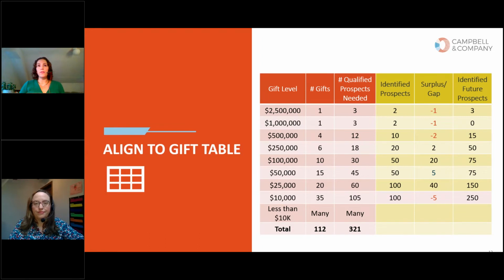So you can help to close those gaps by taking a look at the future prospects, that final column, and thinking about strategies to potentially bring those prospects closer to your organization. And you can also think about a trickle-down strategy. So someone may not give at the level at which they're identified here, but hopefully they'll give somewhere lower in the table, which can help to fill in some of your gaps.